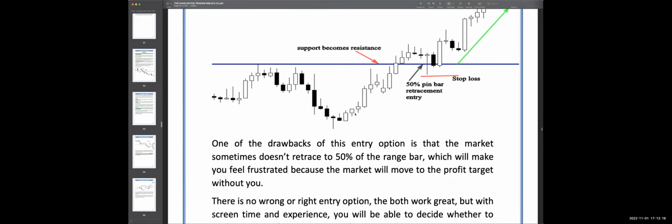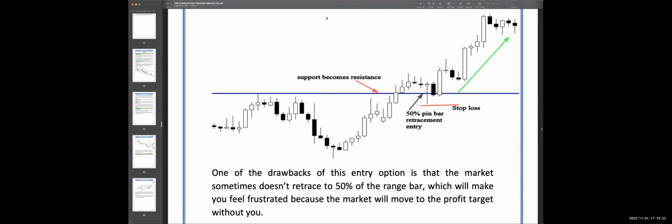So let's see. This is a buy example. We're going up, we've broken this level. This was actually a resistance level, but because we've broken it, it's now a support level. We hit a pin bar, price retraces halfway of the pin bar, and you take your trade. Remember, many people will actually be selling here. Why? Because this is a selling candle. But if you understand that you're in an uptrend, ignore this. Look for a buy entry.